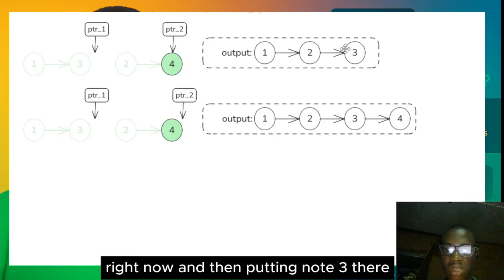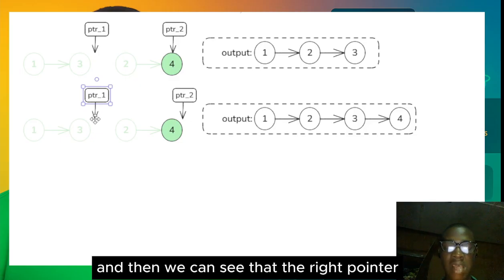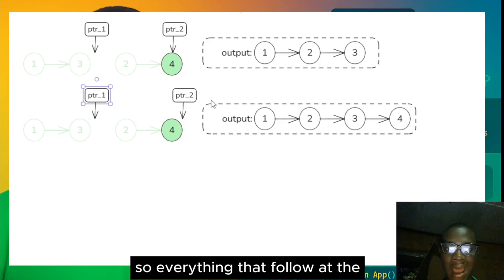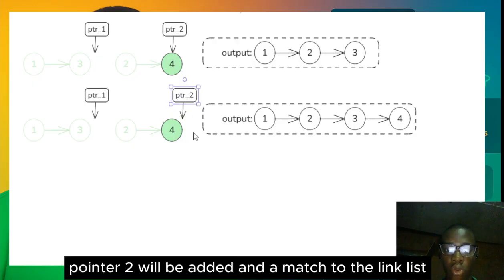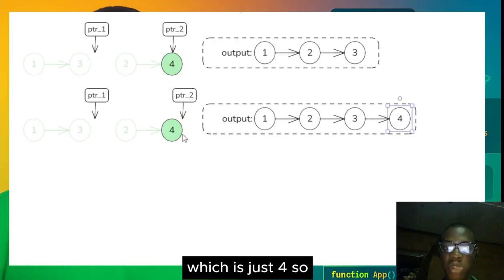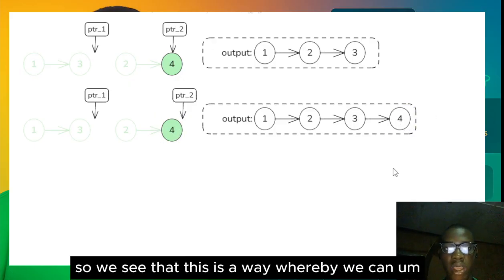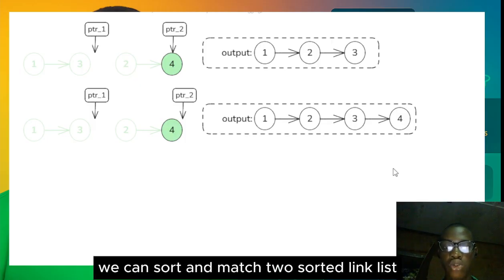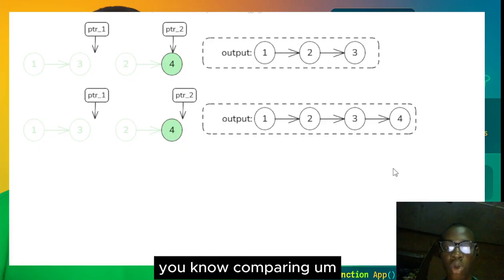Then we advance our left pointer, and we can see that the pointer has actually gotten to the end of the linked list. So everything that follows at the other pointer, pointer 2, will be added and merged to the linked list, which is just 4. That's why we merge 4 to the linked list. So we see that this is a way whereby we can merge two sorted linked lists by initializing two pointers and comparing the nodes at these pointers.